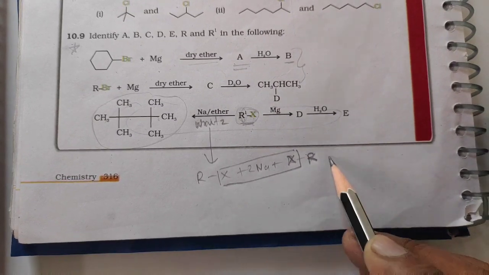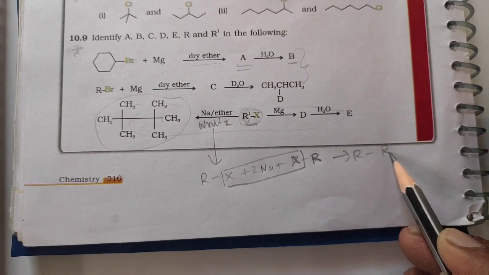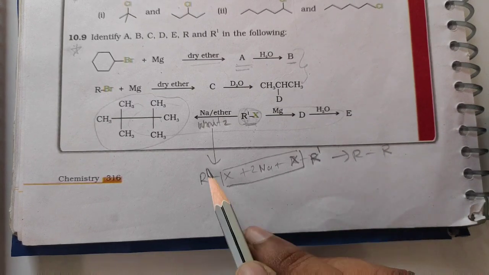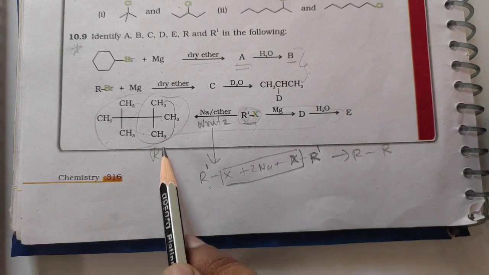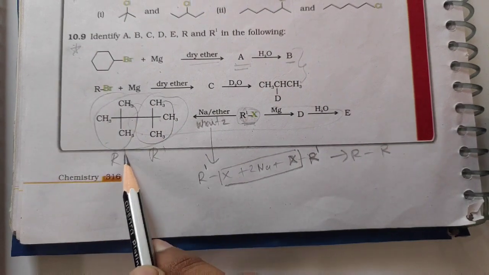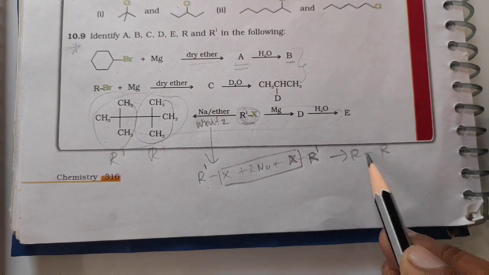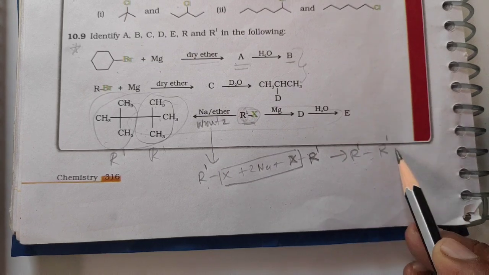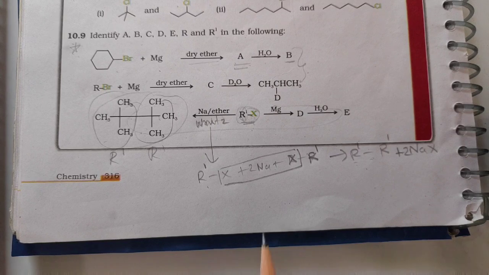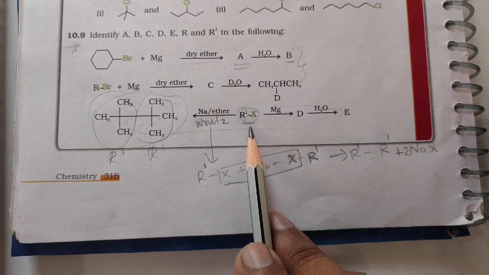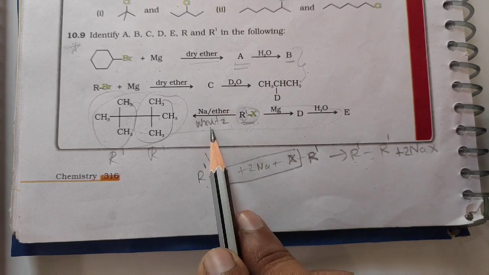2NaX was being removed. So R and R we got. So instead of this, if I use R', these two R' will get combined. This is one R' and this is another R'. So you can see here R' will combine with each other, plus 2NaX is being separated, right? So I am giving one hint again. What you have to do, be careful.